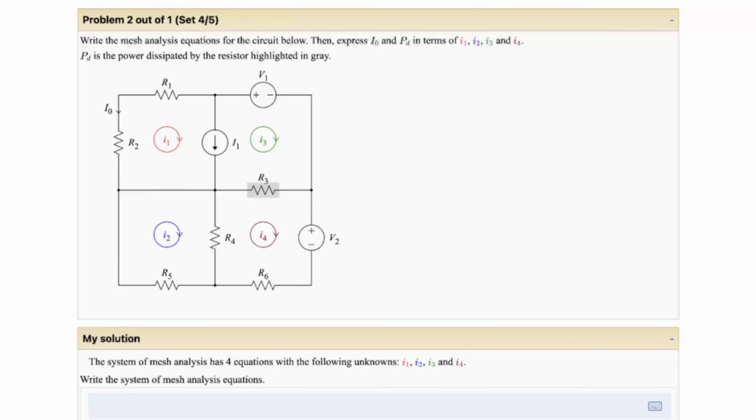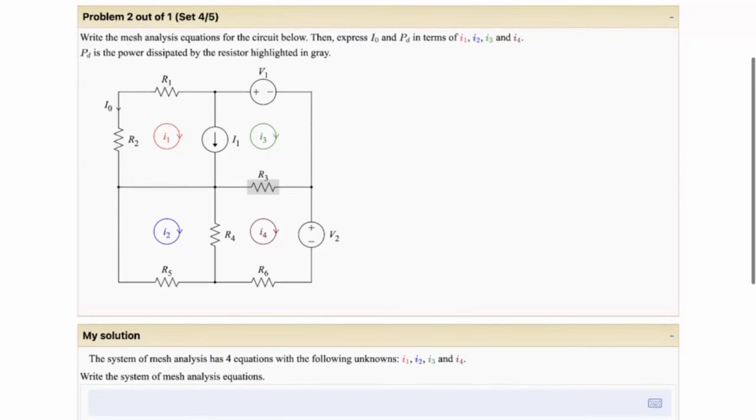Now the first thing I look for are current sources. And I do see one at the top middle general area there. It's I1 going downward. And then it is also in between I1 and I3 mesh currents. So that's going to be the first equation we write.